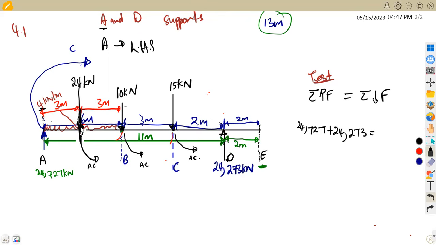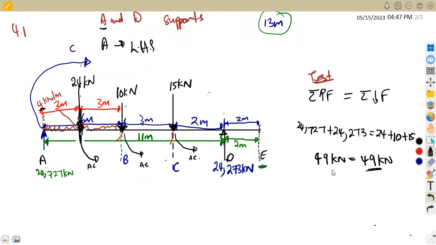We have got 24 from the distributed load. Now from this uniformly distributed load, it's going to be 24. We have got the 10, which is also pointing down, so we've got 10 plus 15, which is also pointing down. So we're going to add the 15 there. This is going to give us the sum of the upward forces of 49 kilonewtons. So this is going to give us 49 kilonewton equal to also 49 kilonewton.